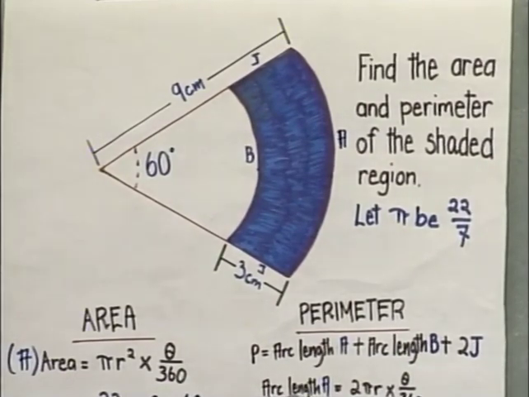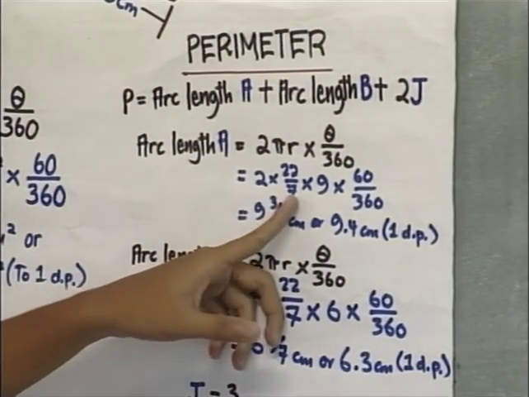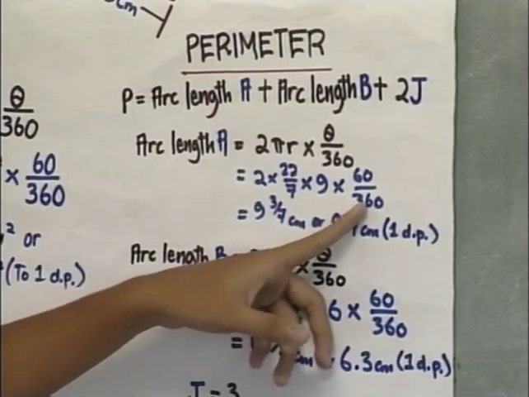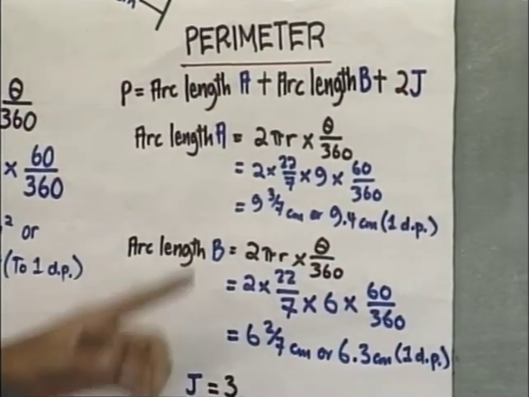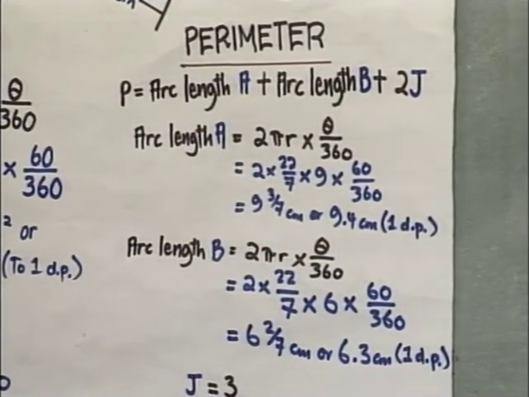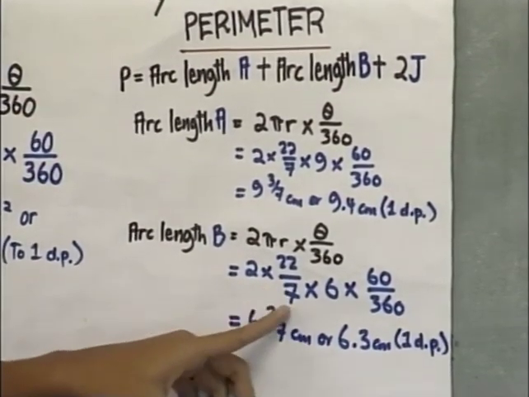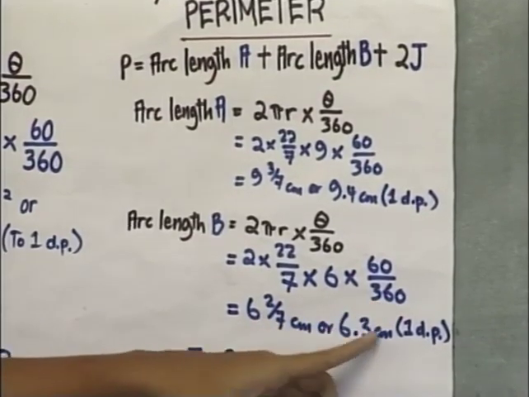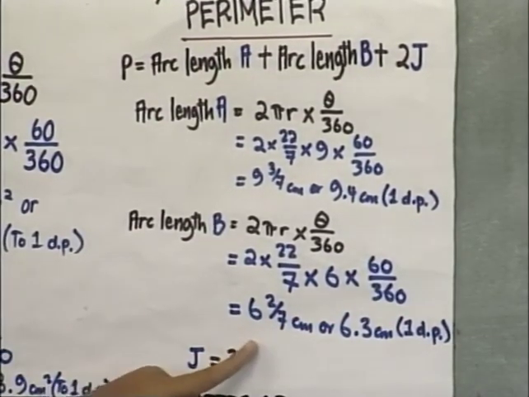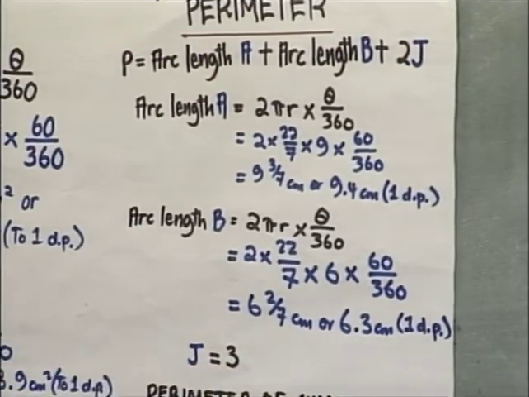The formula is 2 pi r times the given angle over 360, which is 2 times 22/7 times 9 times 60 over 360, which gives us 9 3/7 centimeters, or 9.4 to 1 decimal place. Arc length B, we use the same formula, which gives us 2 times 22/7 times 6 times 60 over 360, which is equal to 6 2/7 centimeters, or 6.3 centimeters to 1 decimal place.